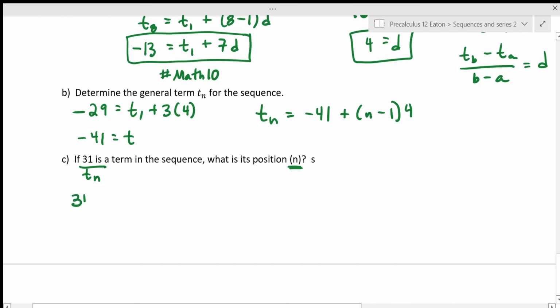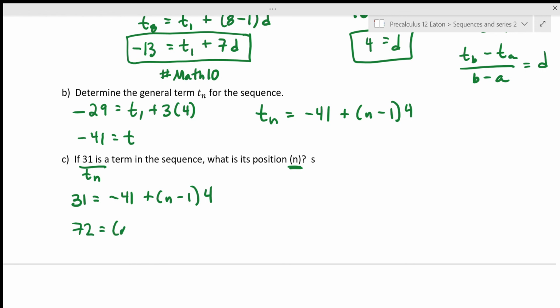So I'm going to use 31 equals negative 41 plus n minus 1 times 4. Adding 41 to both sides, I get 72 is n minus 1 times 4. Dividing by 4, I get 18 is equal to n minus 1. And then adding 1, I get n equals 19.